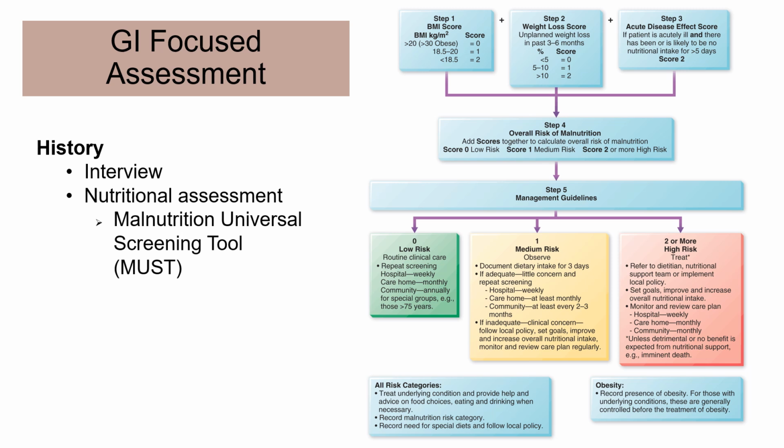We also want to take into consideration nutrition, because that is a huge component of what our GI system is made to do, is to give us nutrition. So here your textbook has a sample of a MUST tool. It's a malnutrition universal screening tool. Pretty self-explanatory, so you can kind of read over it.